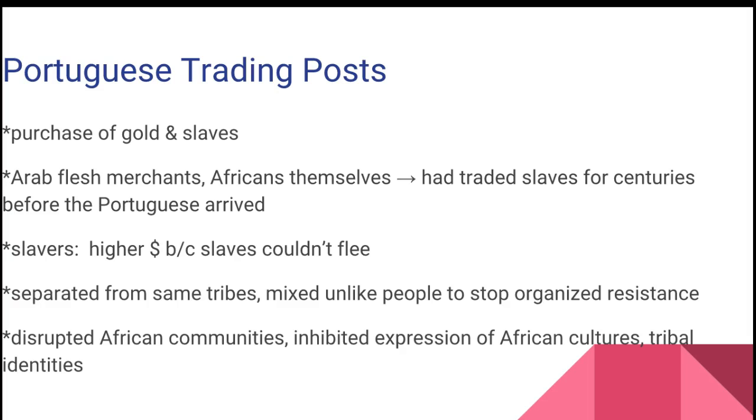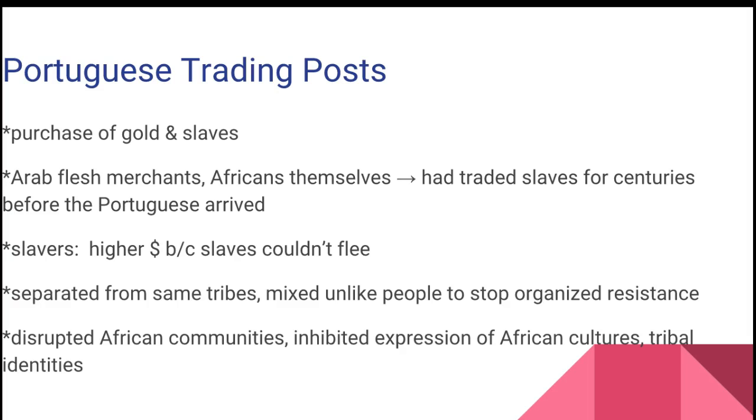So it made a difference. This kind of put a different spin on it. But the Portuguese were trading in gold and slaves. The Portuguese actually treated their slaves very well, but they brought the enslaved people out to the Azores and the Cape Verde Islands to work on their plantations, because they had sugar plantations out there, so they needed cheap labor, of course.